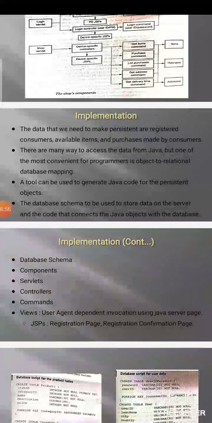There are many ways to access the data from Java, but one of the most convenient for the programmer is the object-oriented relational data mapping system. This is what I have already discussed. I am repeating the same thing. And the user information is stored in a separate table, a unique table used to identify the user.